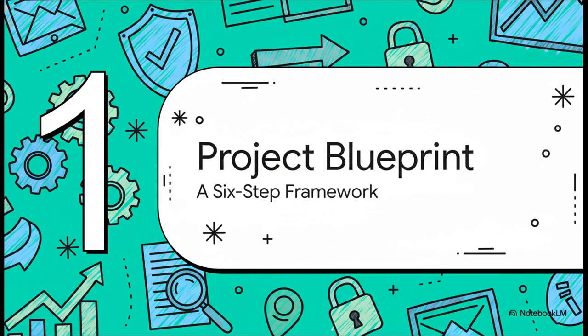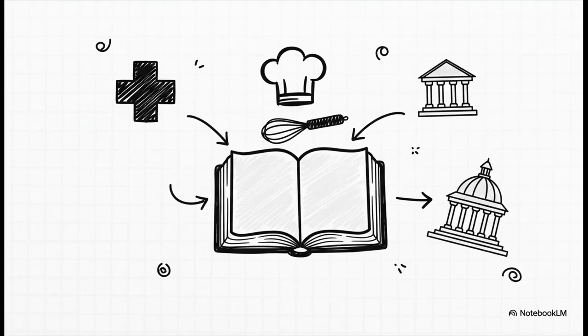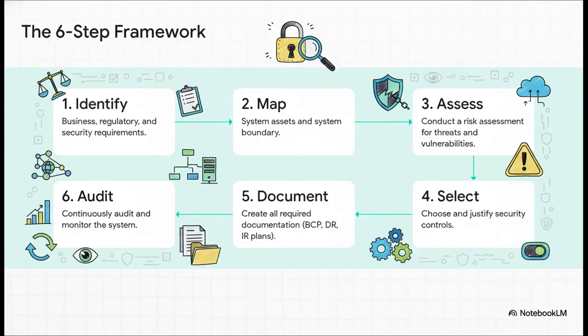We're going to start with a 6-step blueprint that, honestly, you can use for pretty much any GRC project you can think of. And what's really cool about this is that it doesn't matter if you're working on a healthcare app, a bank system, or some government project. Every single solid GRC project follows the same basic recipe. And here is that recipe.